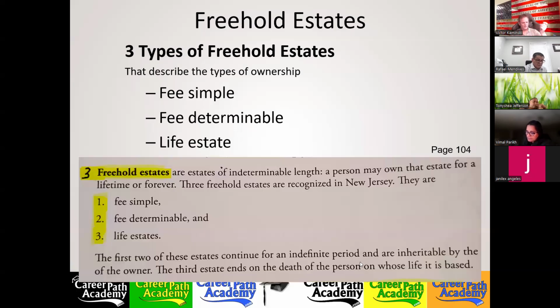Does it say that in the book actually? Is it cut off like that? By the heirs of the owner. The third estate ends on the death of the life tenant. The first two are inheritable by the heirs of the owner. Okay, I cut it off with my highlight there.